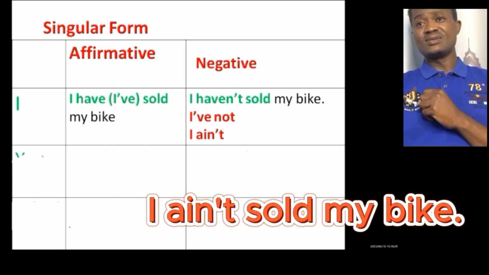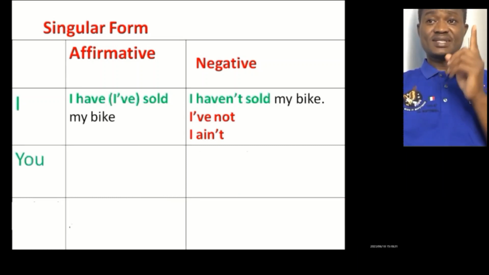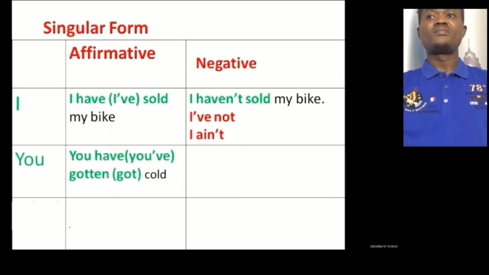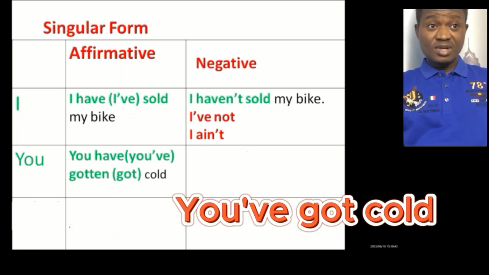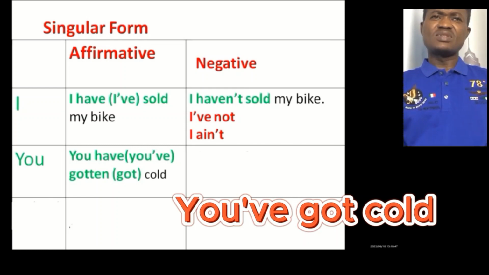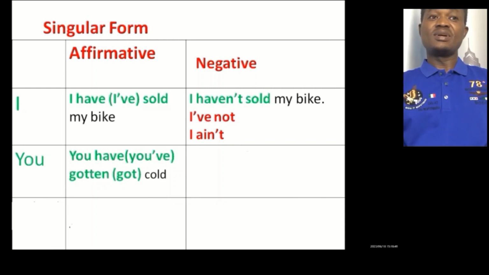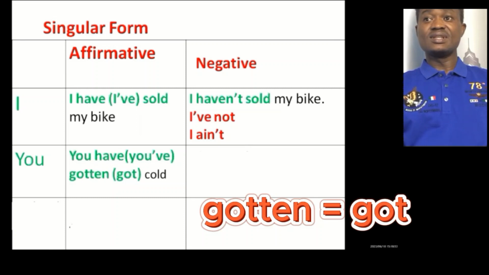Alright? Okay, let's go to the second person pronoun, you. You have gotten cold. Sometimes we can also say, you've got cold. This one mostly happens in American English. Instead of using gotten, they are using got.